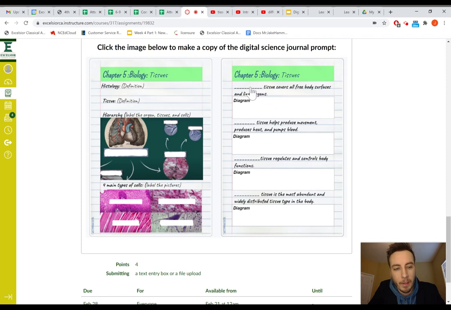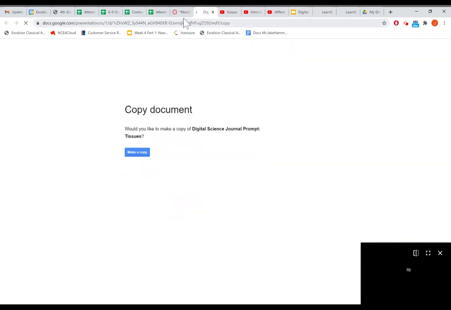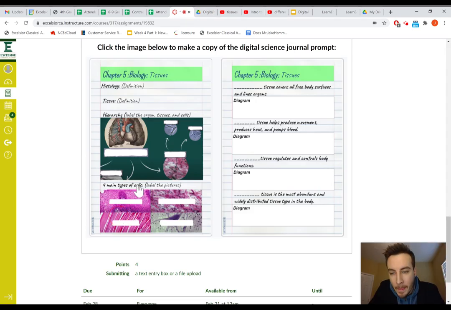Then I want you to label each of the pictures here. Go in and fill in the blank. For each one of these types of tissues, that's what happens if you click it. One of them is connective tissue. You would look and say, blank tissue covers all free body surfaces and lines organs. So what is it that lines the organs? Is it connective tissue? Is it epithelial tissue? Is it muscle tissue or nervous tissue? You'd put the right word in here. There's only 4, so each should only have 1 answer.